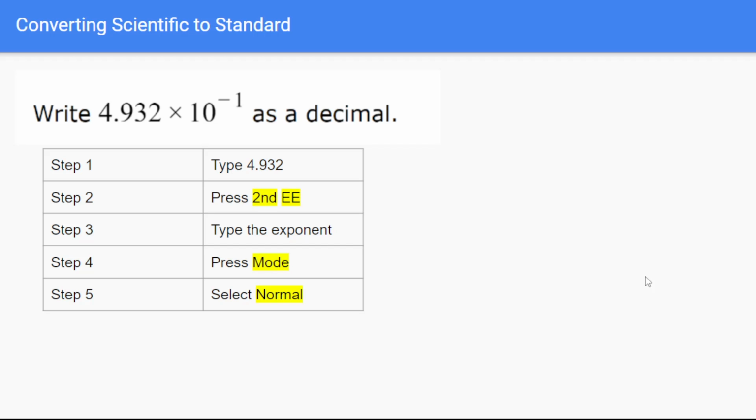So if you have an example like this that says write 4.932 times 10 to the negative 1 as a decimal, the first thing you need to do is get your calculator and type 4.932, then press second double E. Type the exponent. You don't have to raise the exponent, you just type the number, negative 1. Press mode, and then select normal, and when you do that, it'll convert it for you. So I'll show you what I'm talking about.